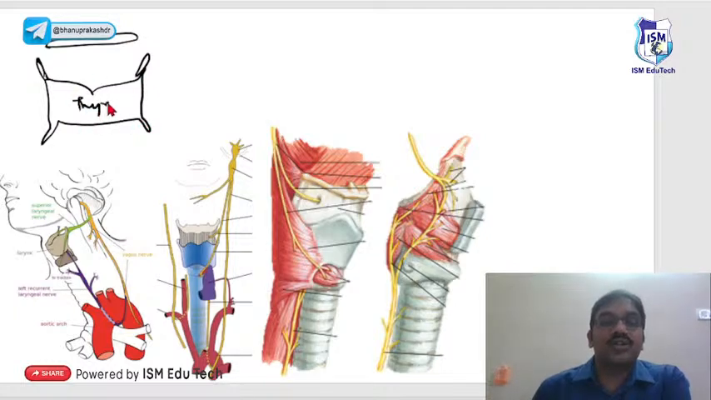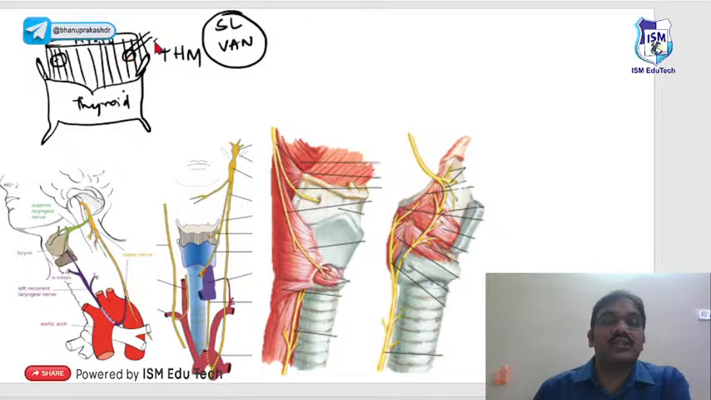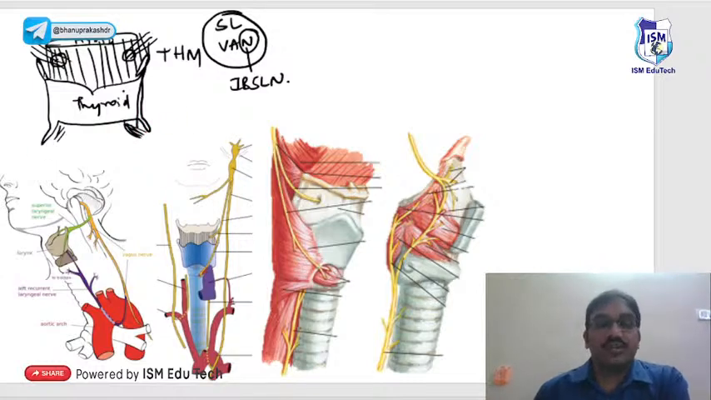this is your thyroid cartilage, and here you have your hyoid bone. If you remember, there was a membrane anteriorly. What is that membrane? The thyrohyoid membrane. We already learned there are two apertures on both sides. Through these, the superior laryngeal vein, artery and nerve will enter on either side. The nerve entering inside is nothing but the internal branch of the SLN. The external branch will come down and supply the cricothyroid muscle over here. That is how the musculature is supplied.